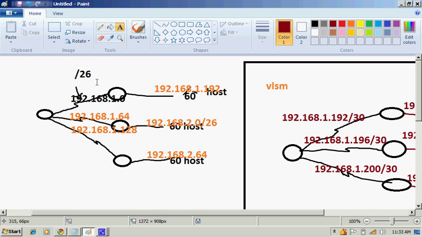So by using /26 on these WAN links, there are lots of wasted addresses. You're wasting the addresses. Instead, /30 has 4 addresses, but like I said, you can't use the network address and broadcast address, so you use the other two addresses between them.